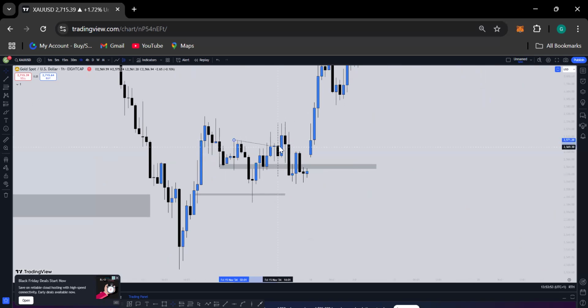We actually do get the presence of what? QML. Okay. Now this is practically a Quasimodo, right? And what is a Quasimodo? It is practically a reversal pattern that signals that price should actually start moving to the upside or we should start going to the downside.